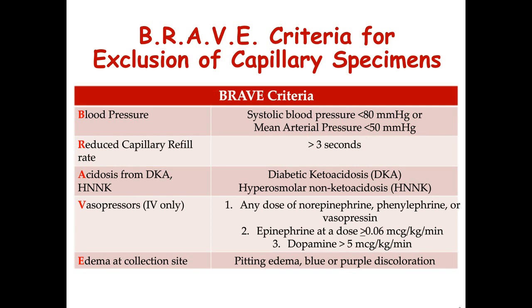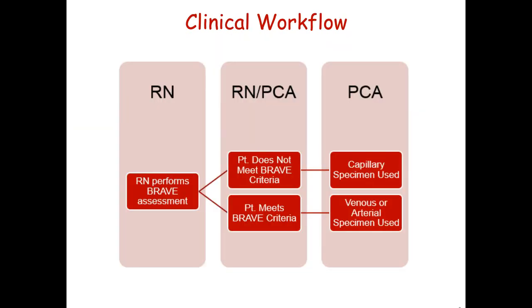This slide shows the clinical workflow of how the process works. Initially, the RN will assess the patient to determine if any of the BRAVE criteria are present. If the person does not meet BRAVE criteria, then the RN or the PCA will proceed with obtaining the capillary specimen to check the glucose, as shown on the top part of this flow sheet. If the person does meet one or more of the BRAVE criteria, then the workflow goes to the bottom part, which is where either venous or arterial blood is obtained for the glucose measurement. This is then indicated in the computer just below the glucose reading as to what the source of the blood was.